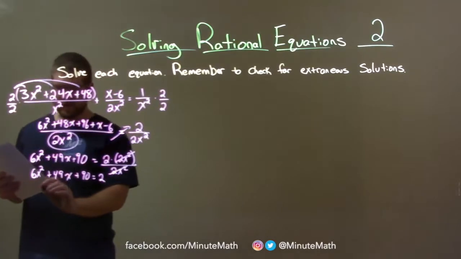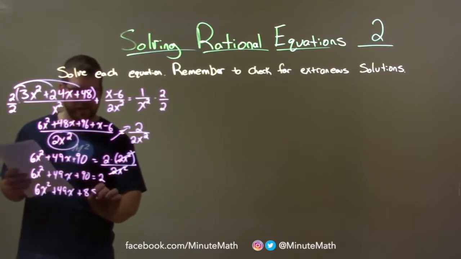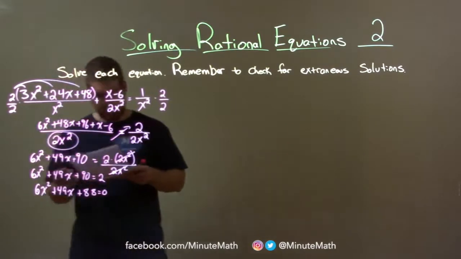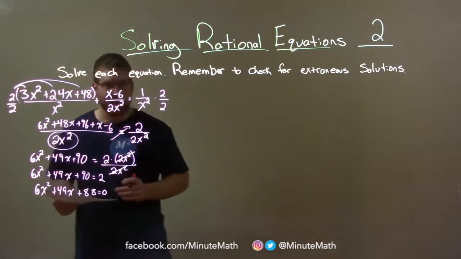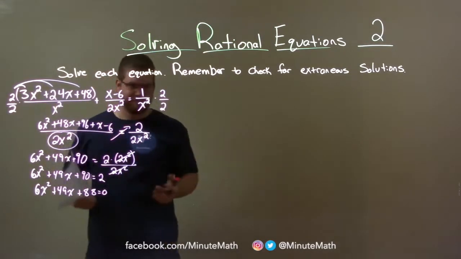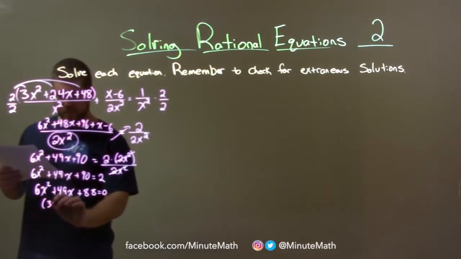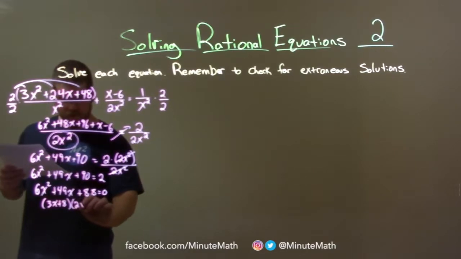Subtract 2 from both sides. We have 6x squared plus 49x plus 88 equals 0. Now, this does factor. You could solve it many ways: factoring, graphing, quadratic formula, but this will factor to be 3x plus 8 times 2x plus 11.